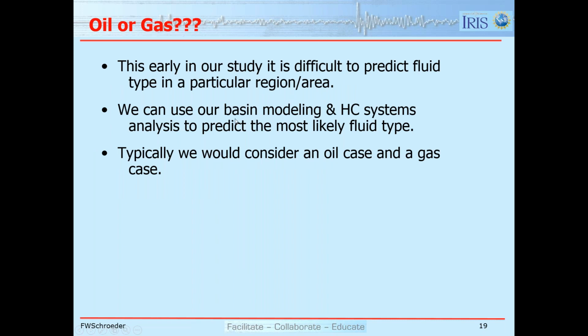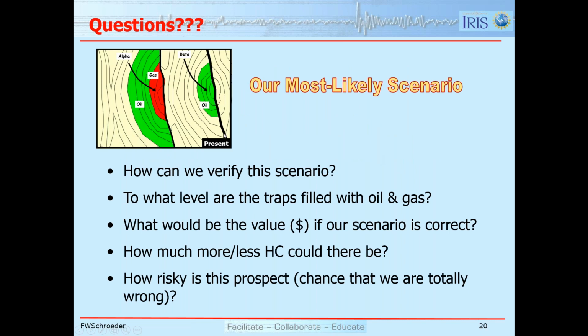We can do things such as basin modeling and hydrocarbon system analysis to try to predict what is the most likely hydrocarbon fluid we're going to have. Are we in an area where we expect a lot of oil to be generated or only gas? And typically we would consider a case if it is oil, and then a separate case, what if it's only gas? So for our most likely scenario, we have for alpha a gas leg, gas cap and an oil leg.